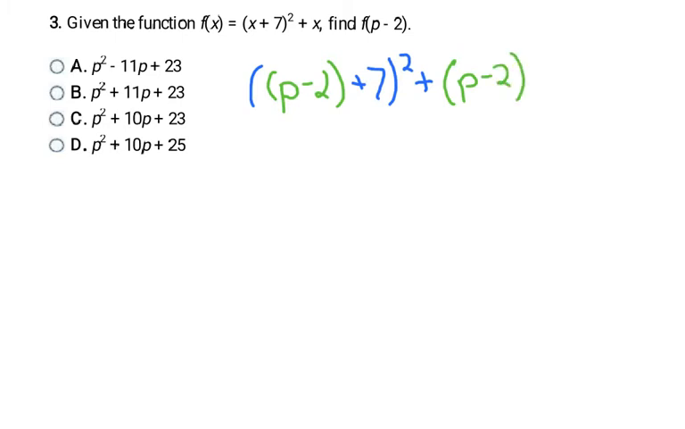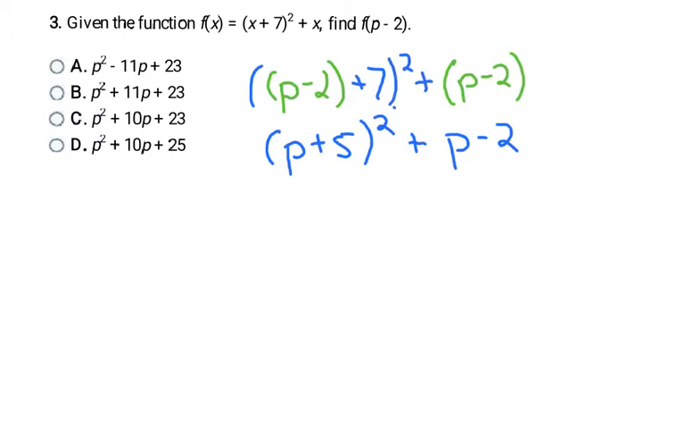So it doesn't look as simple as it once did, but that's okay. We're still going to use our order of operations. So the first thing I'm going to do is parentheses. So inside the parentheses here, I have a p minus 2 plus 7. Well, combining like terms, I can take a minus 2 plus 7. That's going to be p plus 5. That's still in the parentheses squared plus p minus 2. Now I can't simplify anything else in these parentheses, so I'm going to work on the exponent, the square.